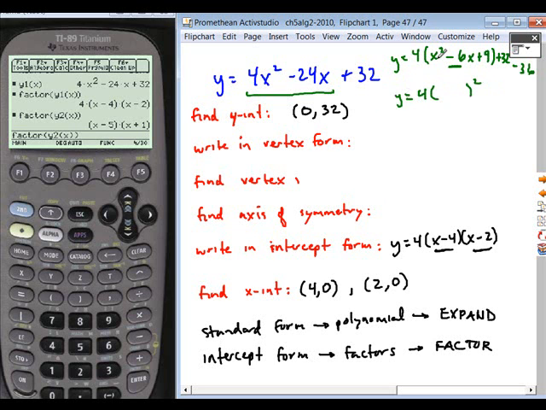The two terms of my binomial are x and then half of this b term. So x and a negative 3. And then when I combine my terms out here, positive 32 and a negative 36 gives me negative 4. So here is my vertex form.